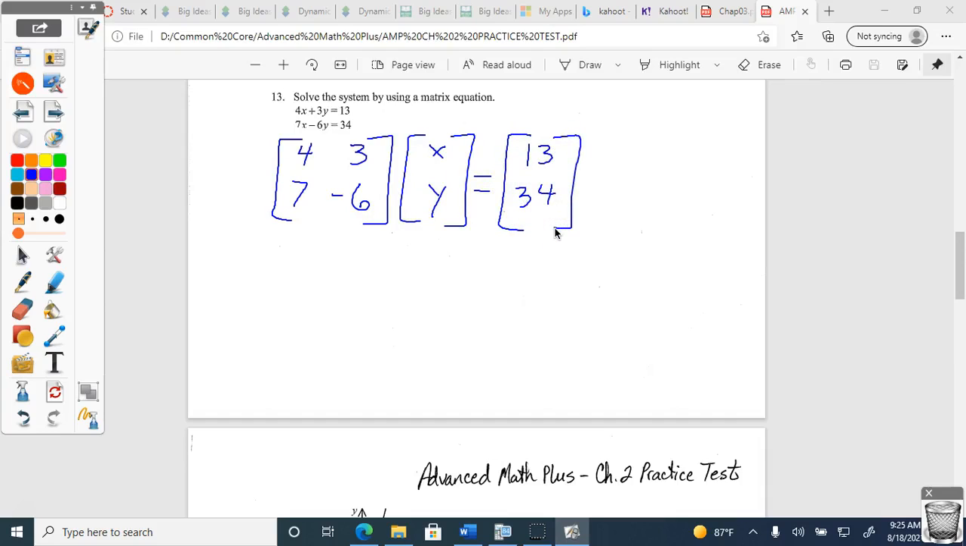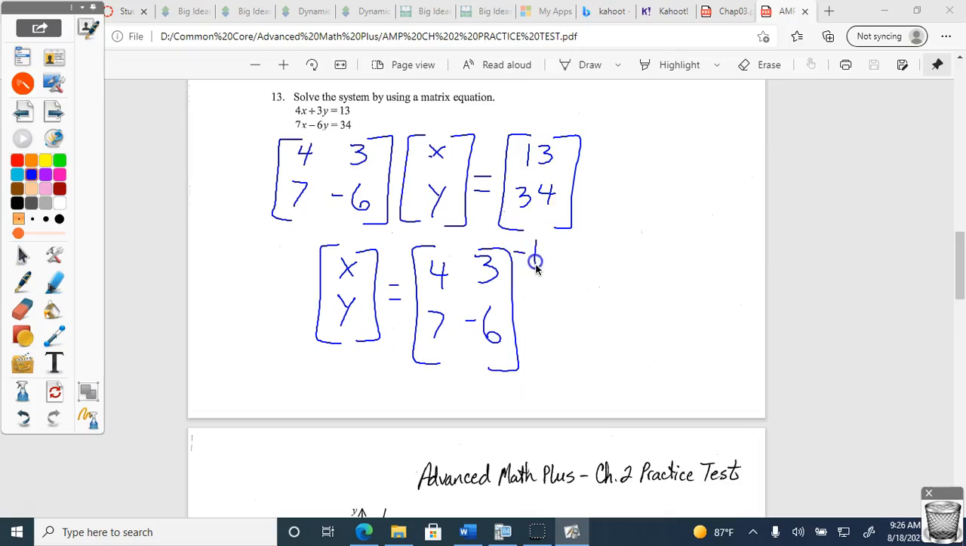So this is my, again, I'm just telling you this. You don't have to know this for the test, but you might need to know it in the future. This is the coefficient matrix, the variable matrix, and the constant matrix, okay? And all you do to get your answer is you plug in your calculator 4, 3, 7, negative 6, the inverse of it, and it has to come first, okay? Times 13, 34. All right?